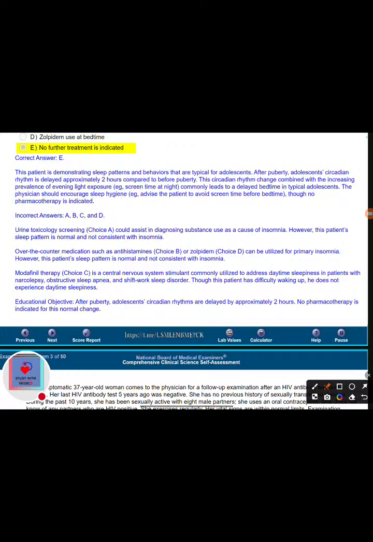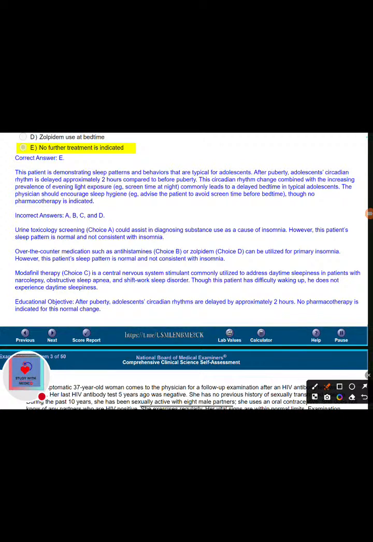Okay, sleep hygiene is important. The patient should avoid screen time before bedtime, and no pharmacological indication is there here because only the sleep pattern is the same, but with a 2 hour delay, which is normal because now the patient is moving towards the adolescent phase. Urine toxicology screening could assist in diagnosing substance use as a cause of insomnia. However, the patient's sleep pattern is normal and not consistent with insomnia.